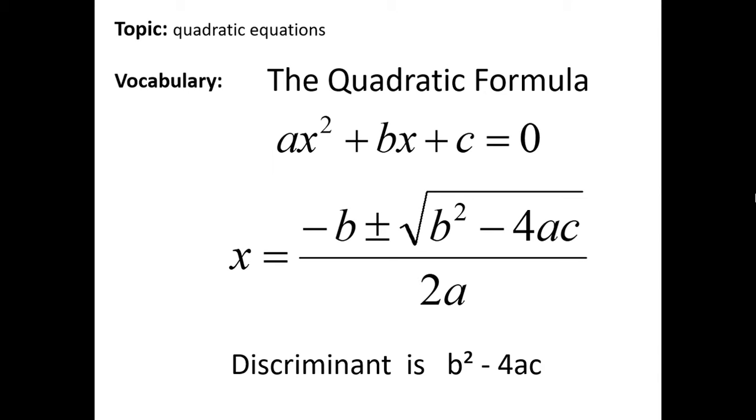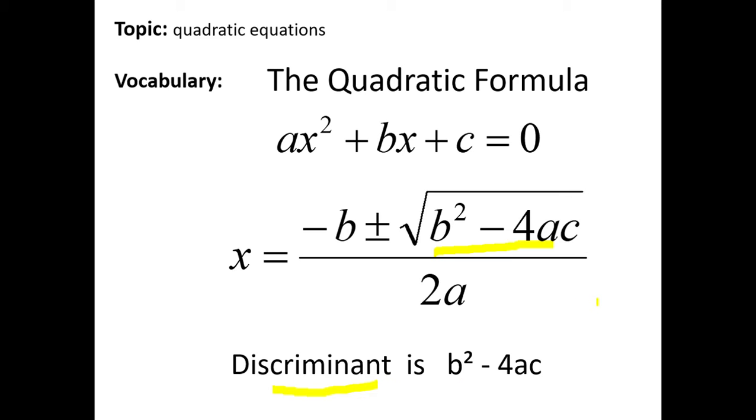This is the next video in our series on quadratic equations. In this video, we're going to continue to look at the quadratic formula. The discriminant is the part of the quadratic formula that is here under the square root mark. These two terms, b squared minus 4ac, is the discriminant.